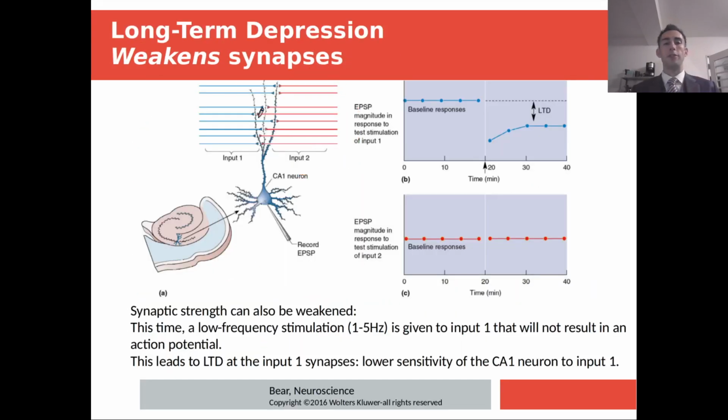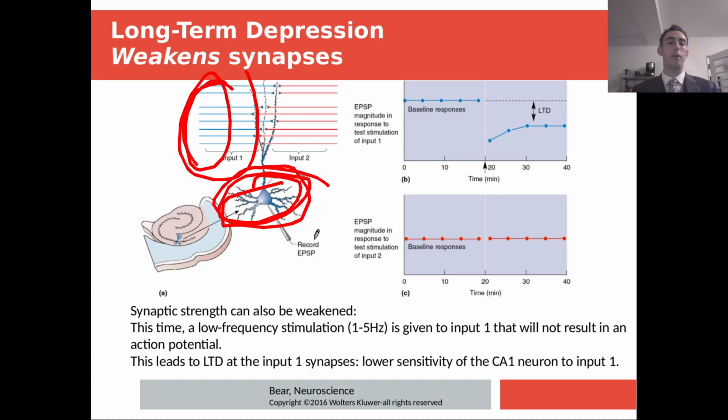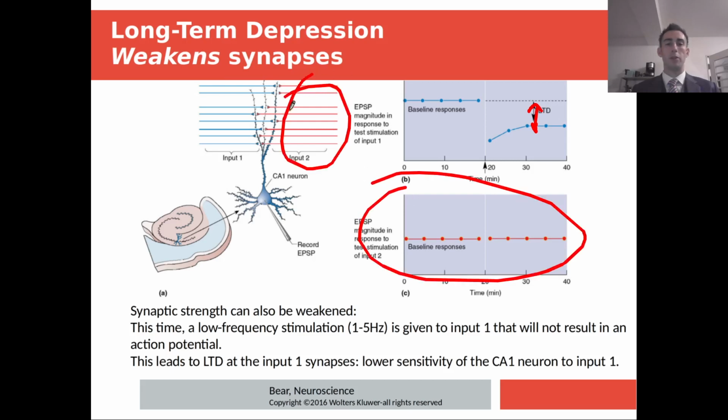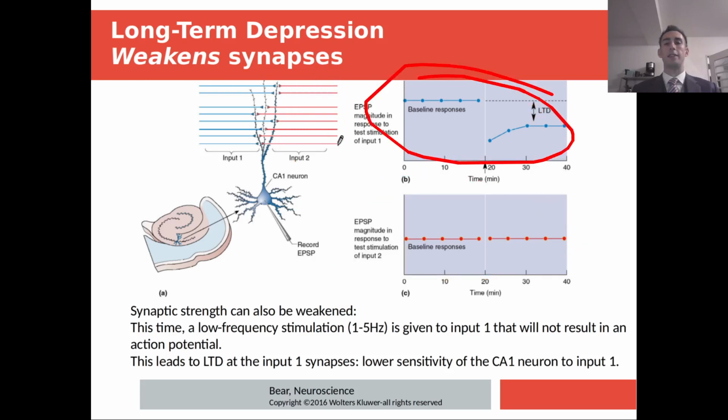For long-term depression, it's basically the opposite. In this case, we give a very weak stimulus to input 1, and it doesn't cause the cell to fire. So basically these have very low inputs, very low activation, and that causes a decrease in the response, given the same future input to input 1. The control is input 2. If we don't give any input there, they stay the same strength basically. So this is LTD, long-term depression.